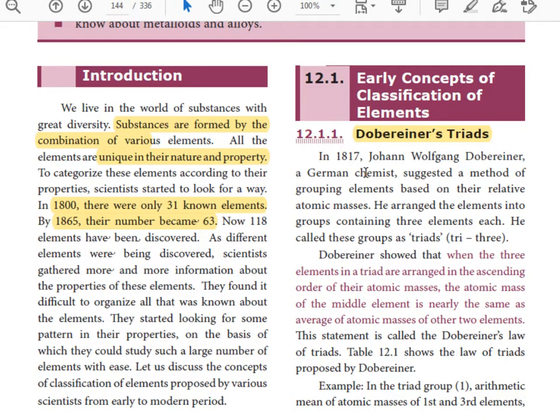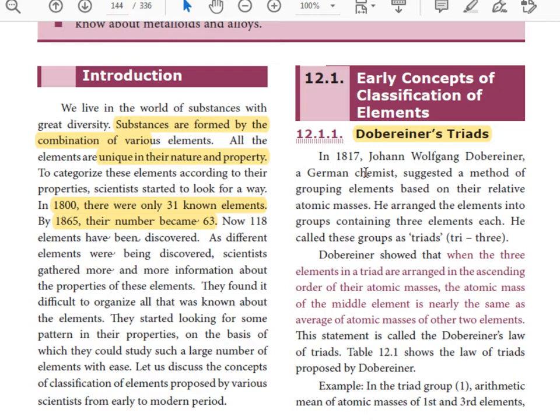Okay, so similarly for triad 2, chlorine and iodine, find out the average atomic mass. It should be roughly equal to bromine. Similarly for calcium and barium, it should be roughly equal to 87.6, that is strontium. So Dobereiner arranged 3 elements based on their increasing order of the atomic masses, and the middle element's atomic mass is roughly equal to the average atomic mass of the other 2 elements. Okay, so this was given by Dobereiner.